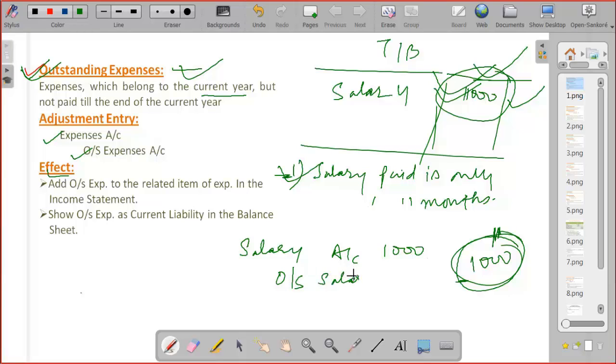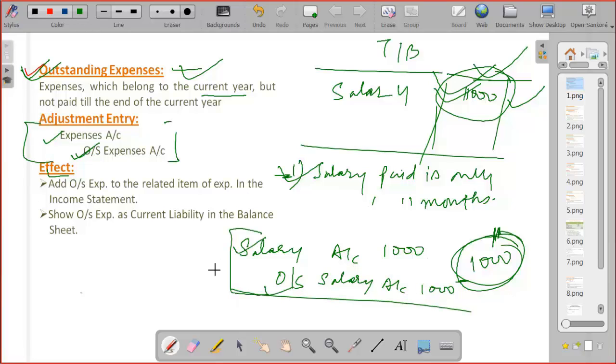So outstanding salary account 1000. This is the adjustment entry according to this. So what is the conclusion? That outstanding expenses we need to bring in the books of accounts. Got it or not? Outstanding expenses are related to the current year, but still not recorded. Why? Because they are not paid still.